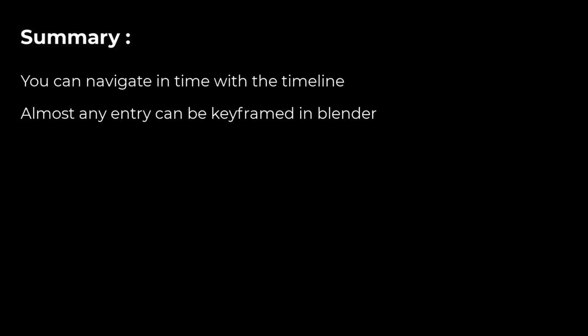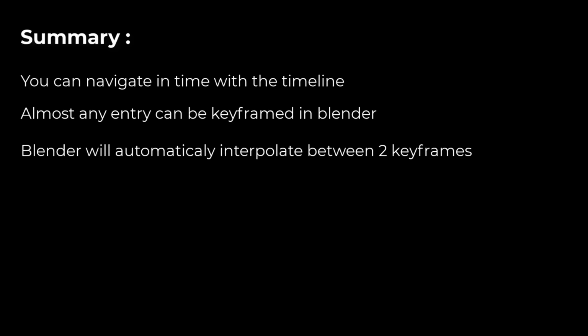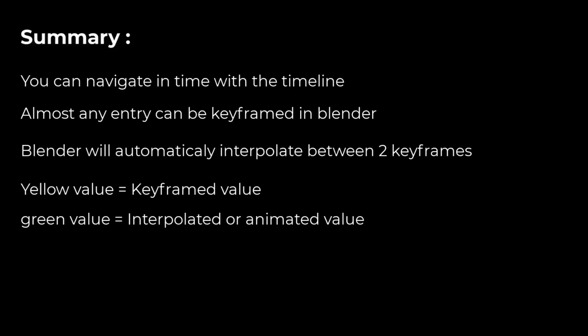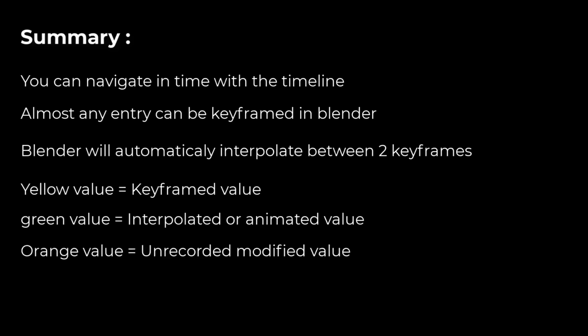To summarize, we have seen that we can use the timeline to navigate through the different frames. We have seen that we can create a keyframe by recording any value, whether it's a transform channel, a color, or whatever we want, onto a specific frame. Blender will automatically create an interpolation between two keyframes. Keyframed values appear in yellow, animated values appear in green, recording value changes are shown in orange, and gray values are just unanimated values.